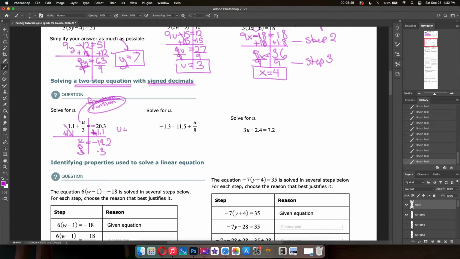So U is going to equal negative, let's see if I can do this in my head, 57.6. That wasn't too bad. Decimals are my weakness. If I get it wrong, you can let me know in the comments.